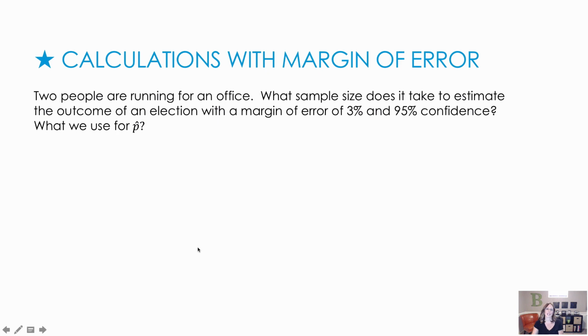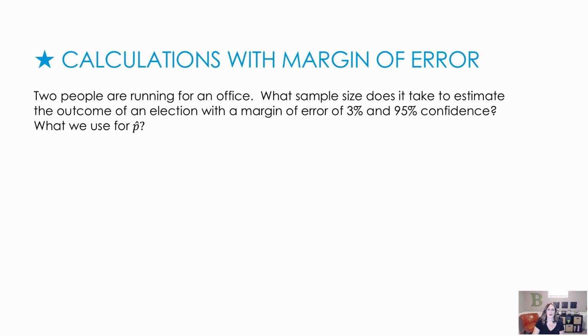So I would like you to press pause and try this question dealing with margin of error, and then press play to check your work. So if two people are running for an office, what sample size does it take to estimate the outcome of an election with a margin of error of 3% and 95% confidence?